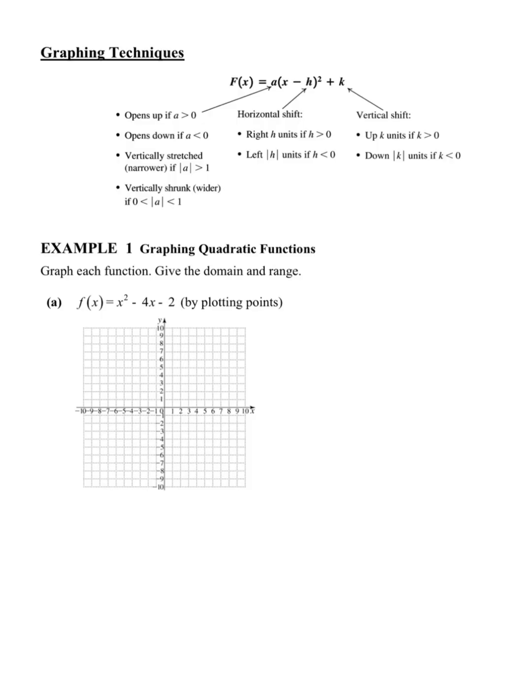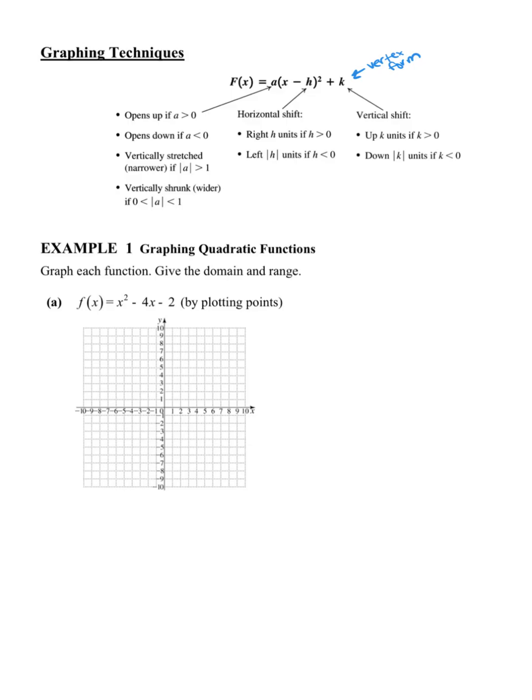So remember, if we have f of x equals a times x minus h squared plus k, this is our vertex form of a quadratic equation. So if a is positive, it opens up. If a is negative, it opens down. A gives us a vertical stretch or a vertical shrink or compression. We have a horizontal shift to the left or right, and then our vertical shift up or down.